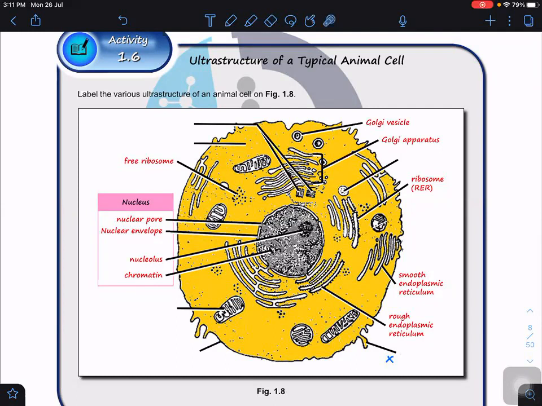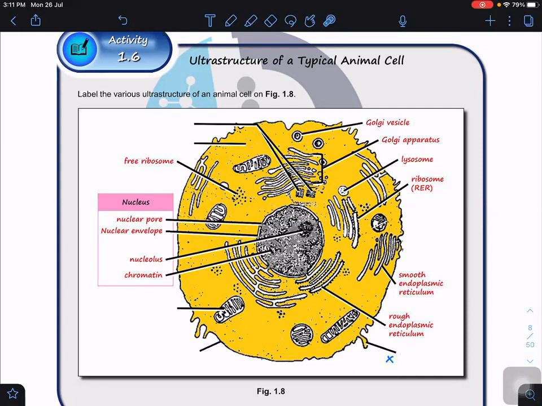So sometimes it's a little bit hard to differentiate between the Golgi vesicle as well as the lysosome. A bit difficult to differentiate between both of them. Generally, if it is nearer to the Golgi apparatus, it will be the Golgi vesicle.